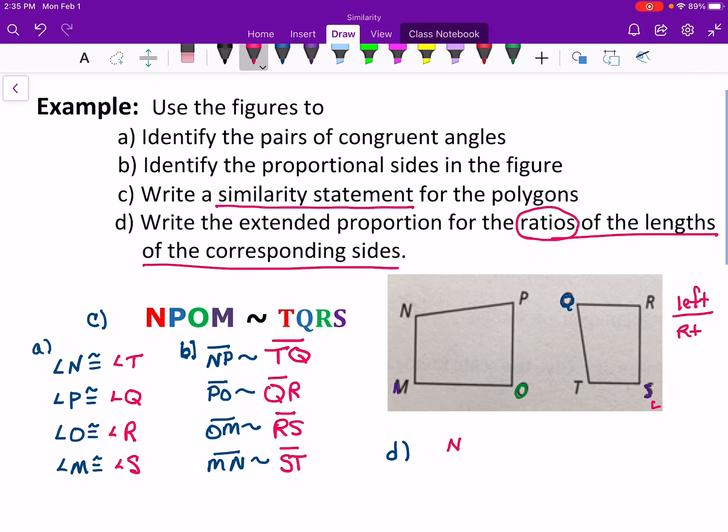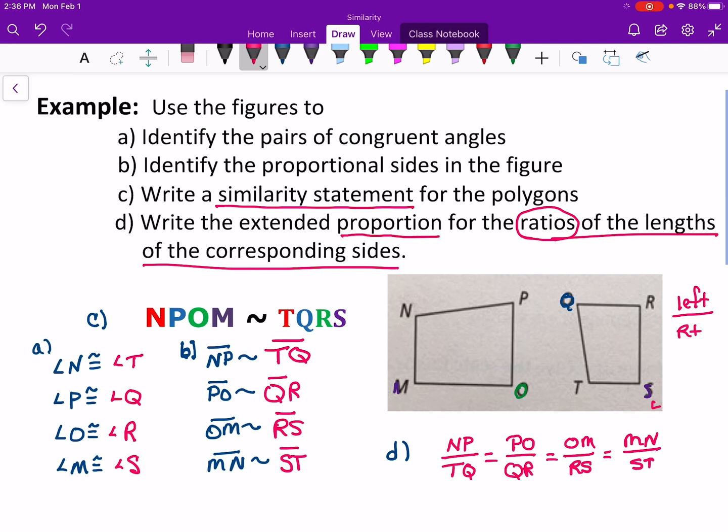So the length from N to P over the length from T to Q will be in the same ratio as PO to QR, and OM to RS, and MN to ST. If we actually had numbers, if we would write those ratios of corresponding sides and reduce them all, what you're going to find is that they are equal. So we wrote the fractions, those are the ratios.